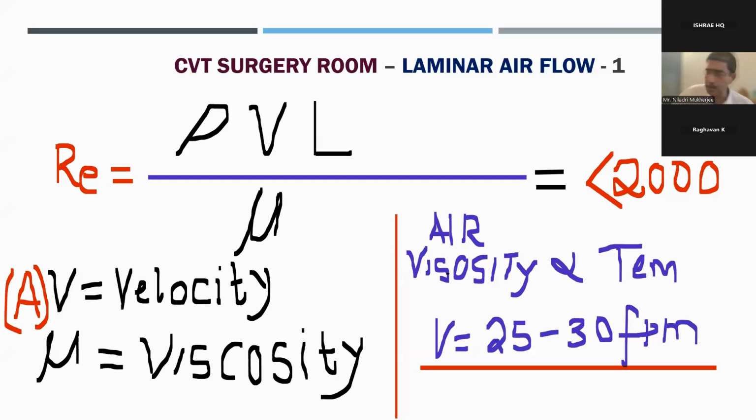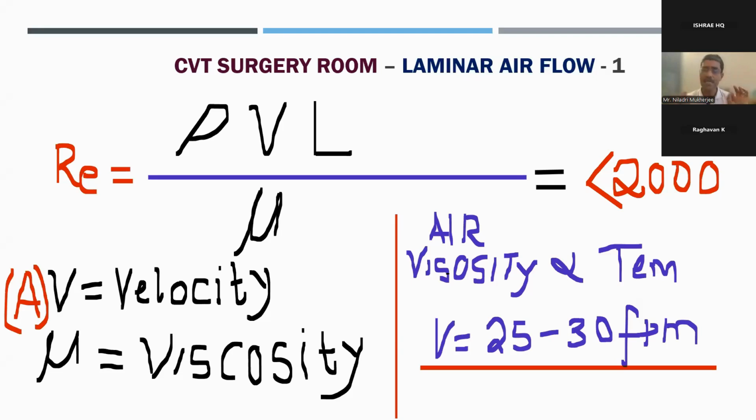See this equation, I'm explaining to those listening. This is a very basic fluid dynamics equation, which is density into velocity into length, divided by mu, which is basically the dynamic viscosity. Now, the Reynolds number, Re, should be below 2000, or at least we are saying up to 2300. If that is not happening, it means the air coming from the AHU to the duct and to this HEPA box, that is the laminar plenum box, is not right.